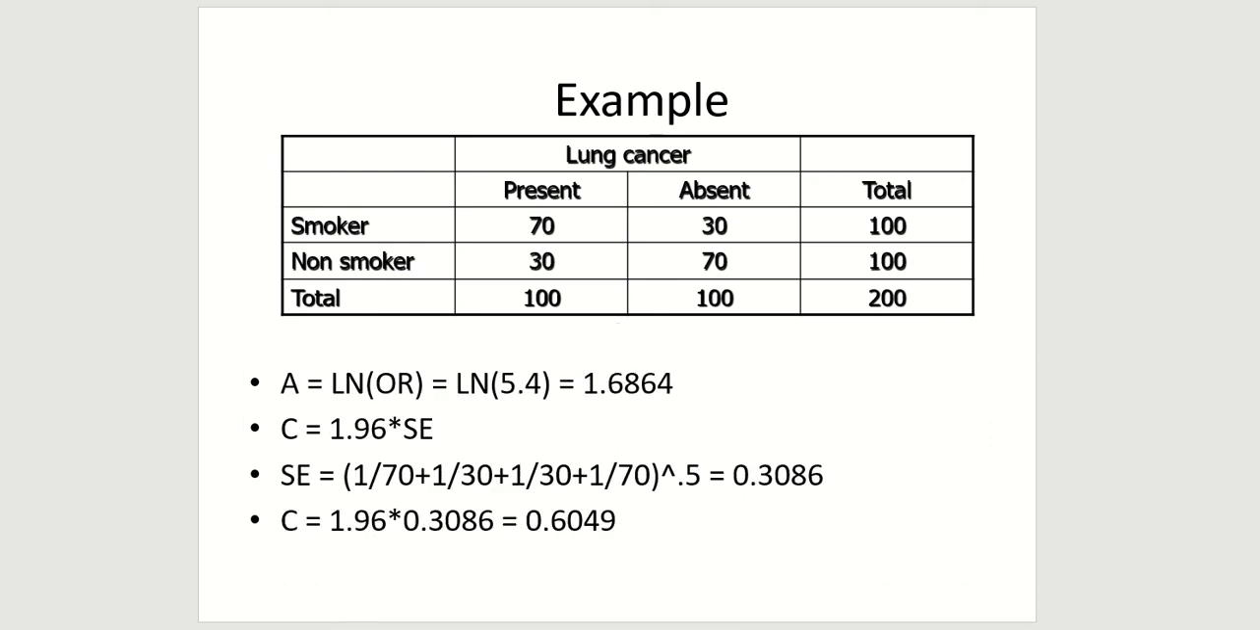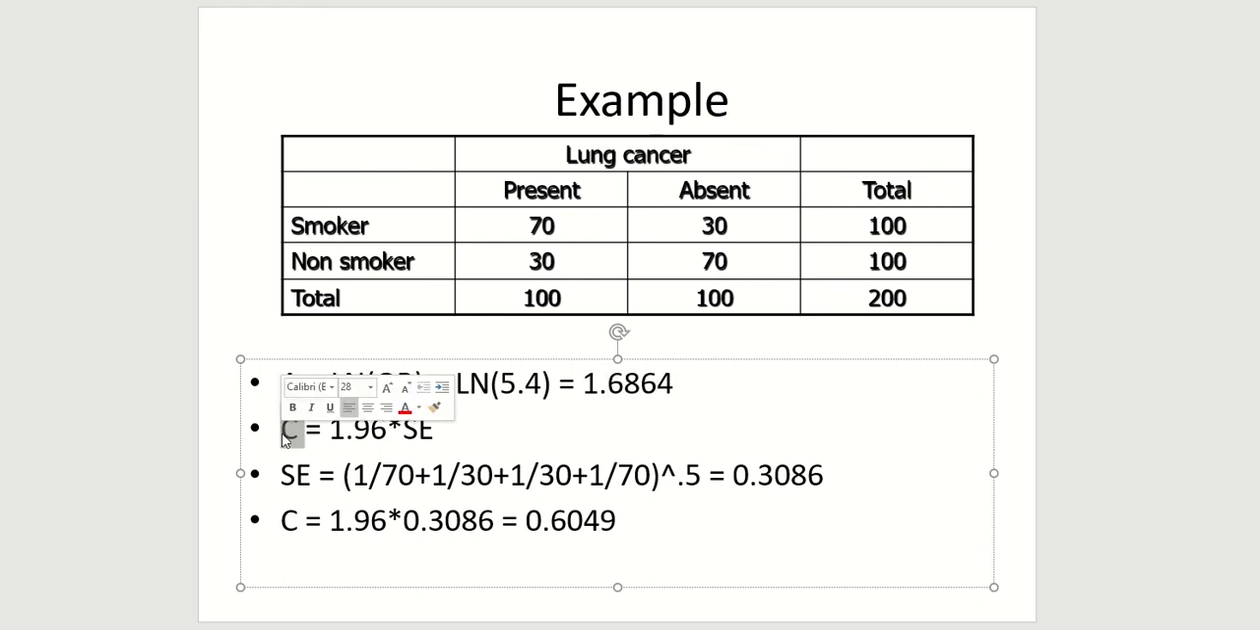Next, I'm going to show you the confidence interval, which we did before. So you take the natural log of your odds ratio. So the natural log of 5.4 is 1.6864. The next thing you need to calculate is C. C is 1.96 times the standard error. The standard error is 1 over 70, 1 over 30, 1 over 30, 1 over 70, and you take the square root of all of this. So your standard error is 0.3086. That standard error is multiplied by the 1.96, and you get 0.6049. This is your C value.